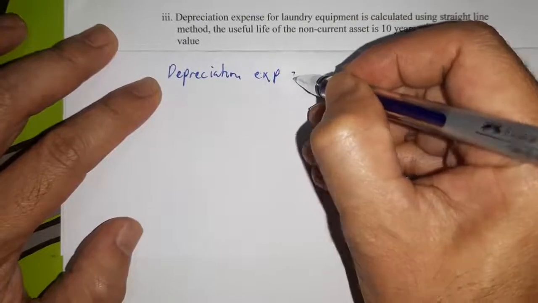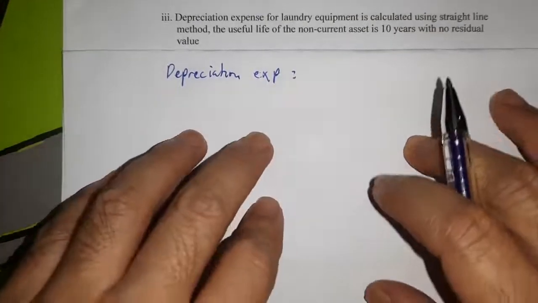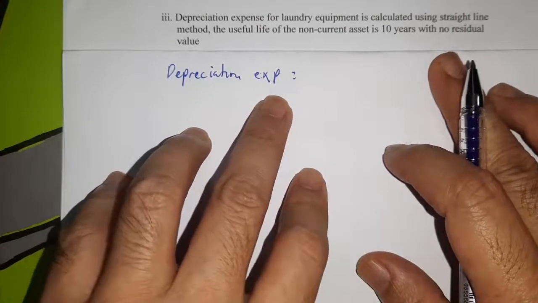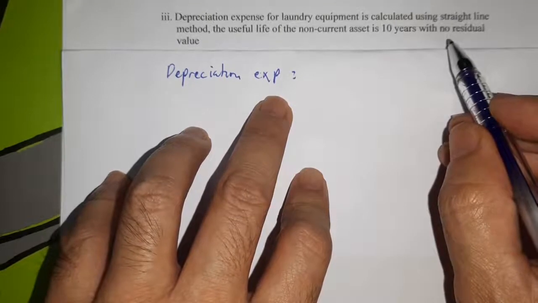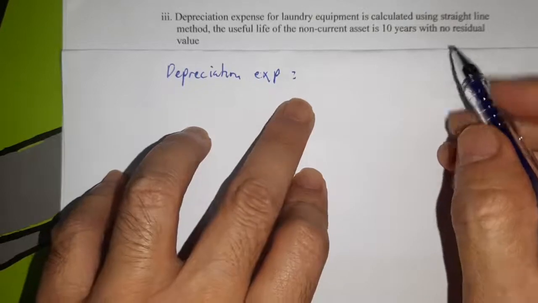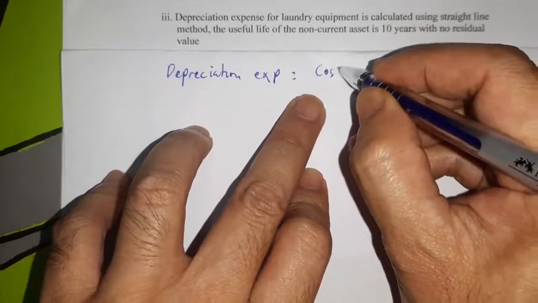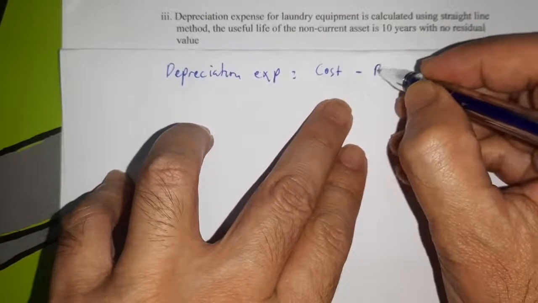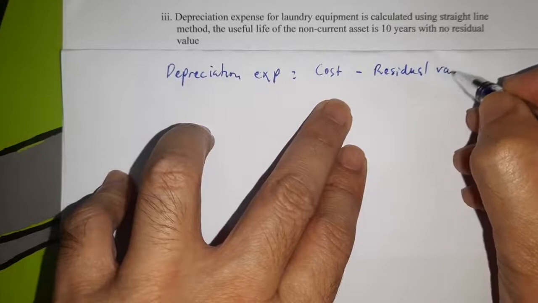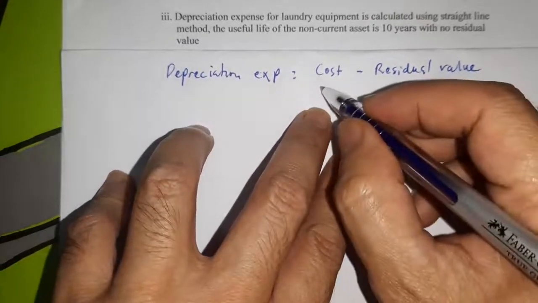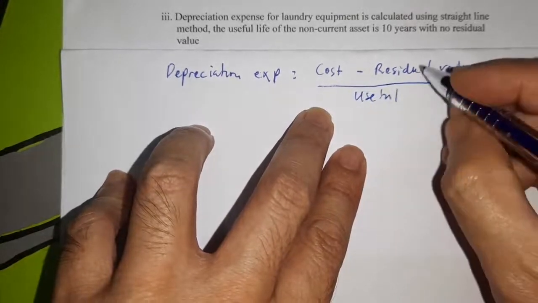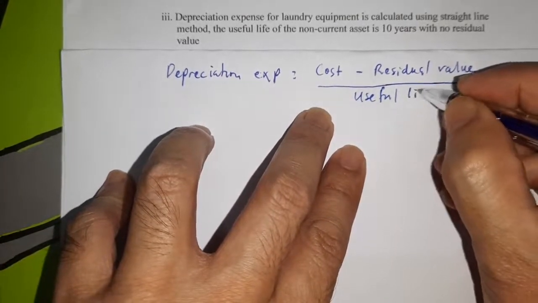Okay, there are many methods that can be used to calculate the depreciation expense. The typical one is the straight line method. So the way to calculate the depreciation expense using straight line method is like this. The cost of the asset minus residual value of the asset, divided by the useful life of the asset.